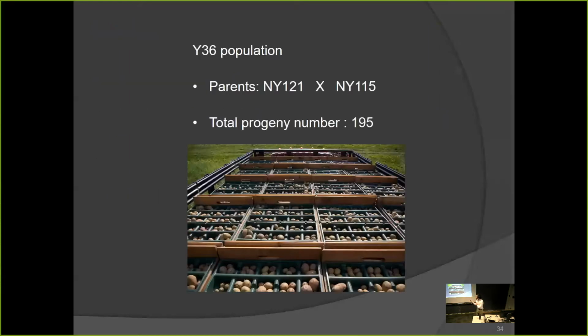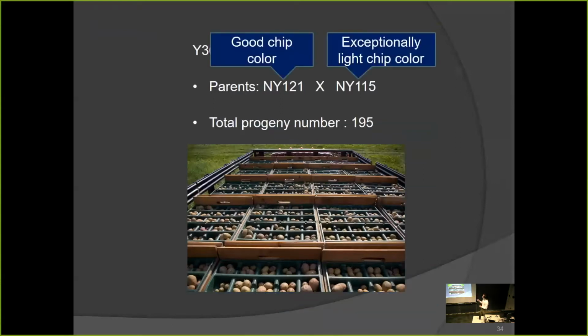So I use the same mapping population, Y36 population. The two parents show quite good color, but especially N115 shows extremely lighter chip color compared to the other cultivar. So this is quite a useful clone for selecting or developing chipping potato. And in this case, I used the 195 clones for QTL analysis.